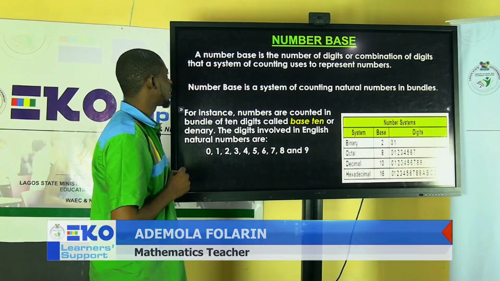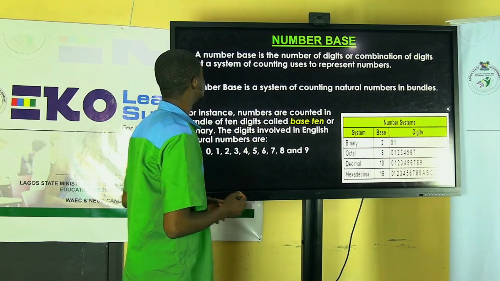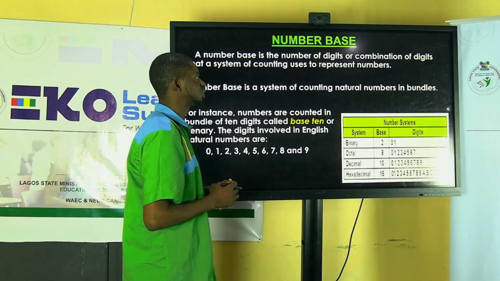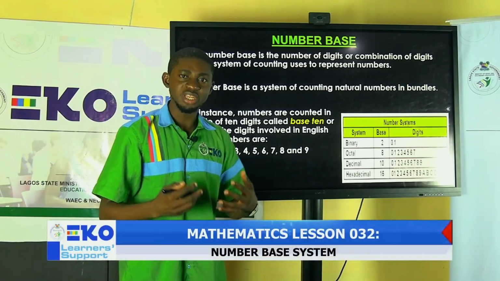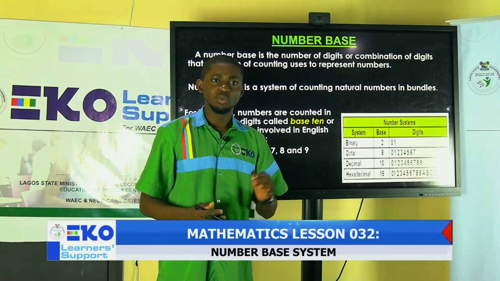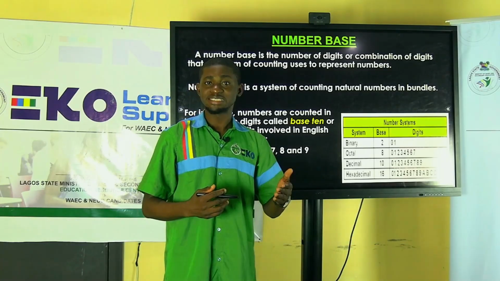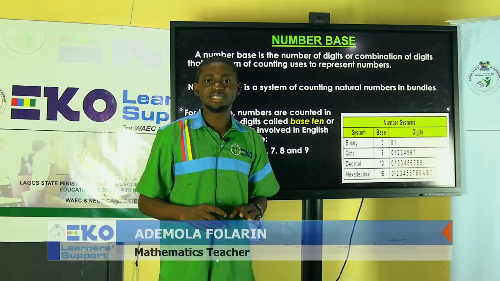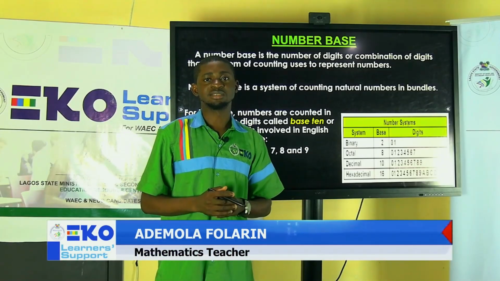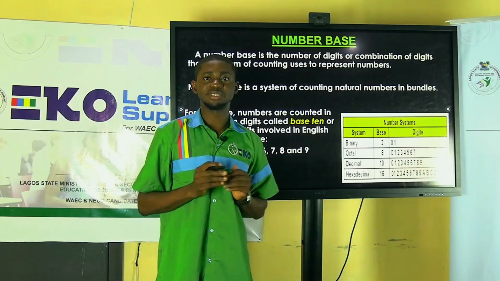What do we call a number base? A number base is the number of digits or combination of digits that a system of counting uses to represent numbers. For example, in our natural counting, we count 1, 2, 3, 4, 5, 6, 7, 8, 9, 10. Then we go back to 11. So that natural counting is base 10, because we count in tens.